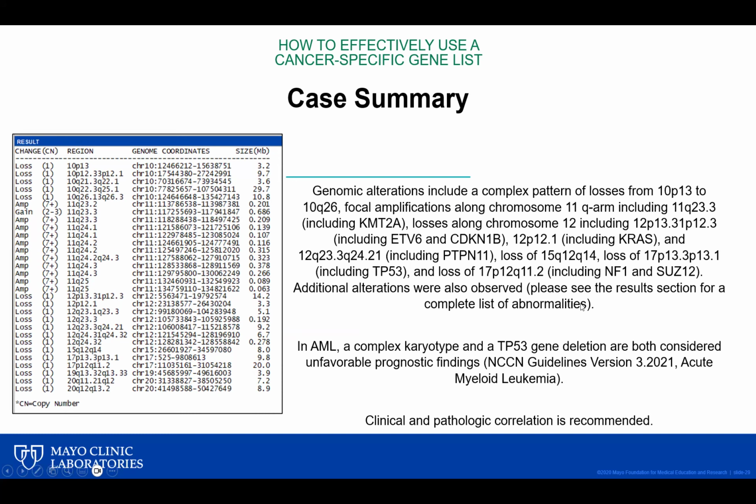So if this patient does end up getting sequencing done, their clinician will likely have these genes right in front of them, so they can see what is consistent with what was observed by microarray. But the main feature here is an AML complex karyotype and TP53 gene deletion are both considered unfavorable prognostic findings by NCCN. And then we always add clinical and pathologic correlation is recommended. So that is the case summary.